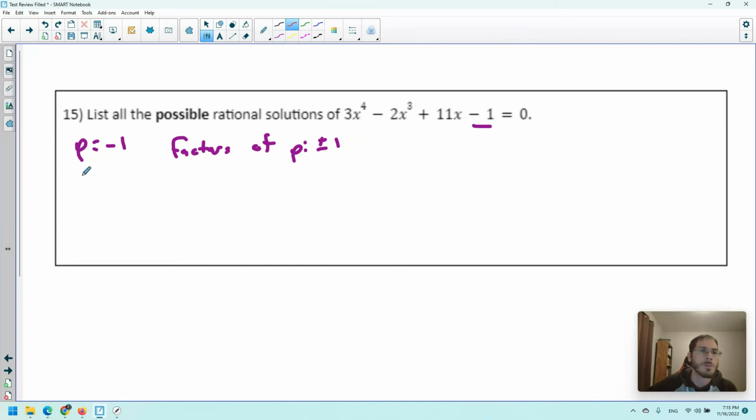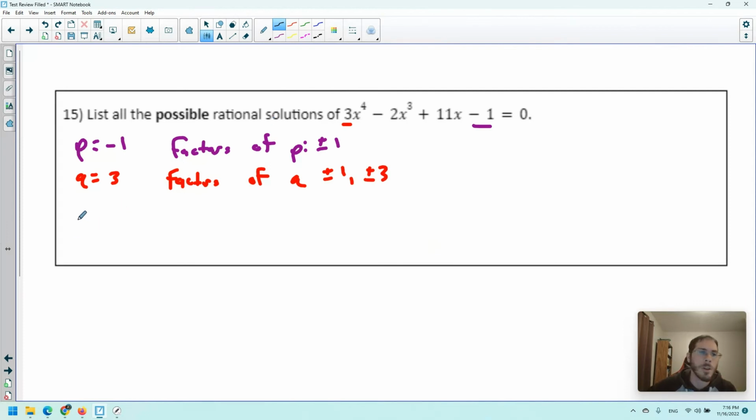Then we got to get q. Q is our number out front. Q is the leading coefficient. That's a 3. So we need the factors of Q, which are going to be plus or minus 1, plus or minus 3, because 1 times 3 would be 3. And then our answer is going to be that giant list.